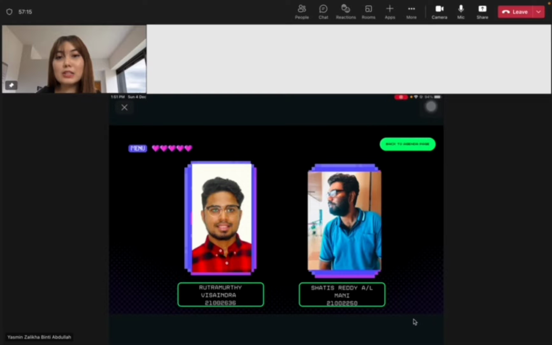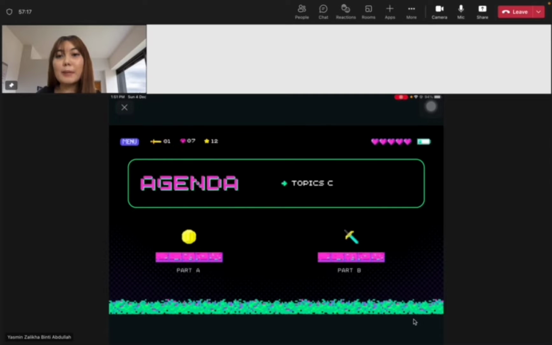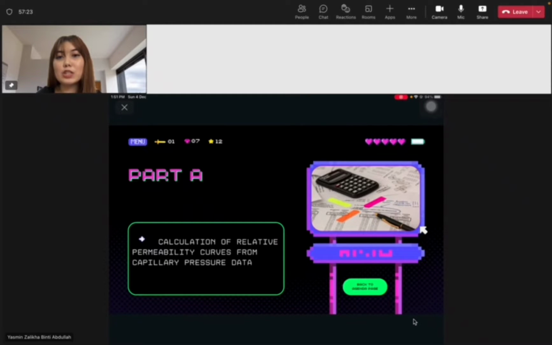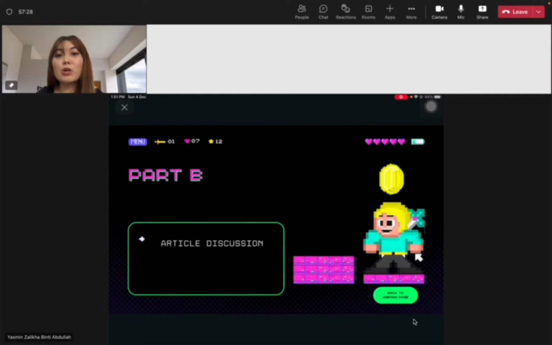There are two parts in this presentation: Part A and Part B. For Part A, we will talk about calculation of relative permeability curve from capillary pressure data, and Part B is about the article discussion. So we picked Article 2 as our reference article, which is about laboratory measurement of relative permeability. Next, I'll pass the floor to Rutra for him to explain Part A.